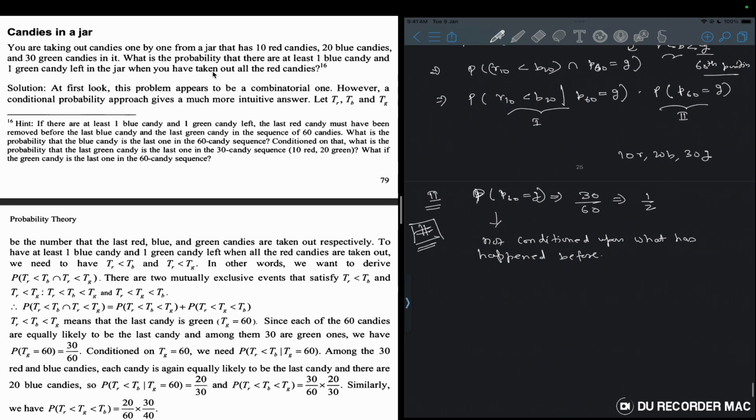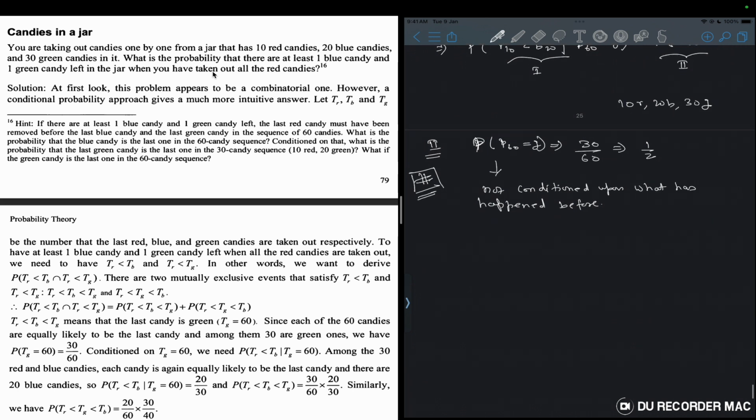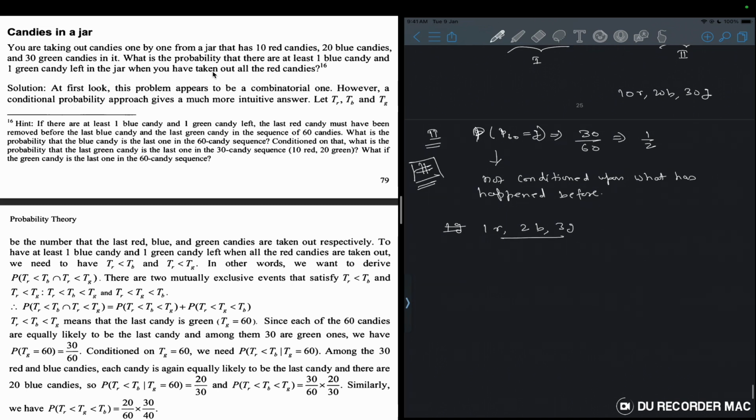If you are still not convinced, let me try to show it through a calculation. I think that would make things much simpler. So for the calculation's sake, let's take the number of candies as 1 red, 2 blue and 3 green, so that our calculation becomes simpler. Now if someone asked you, what is the probability that in the first position, that is P1, I get a green candy? It would be 3 by 6, half.